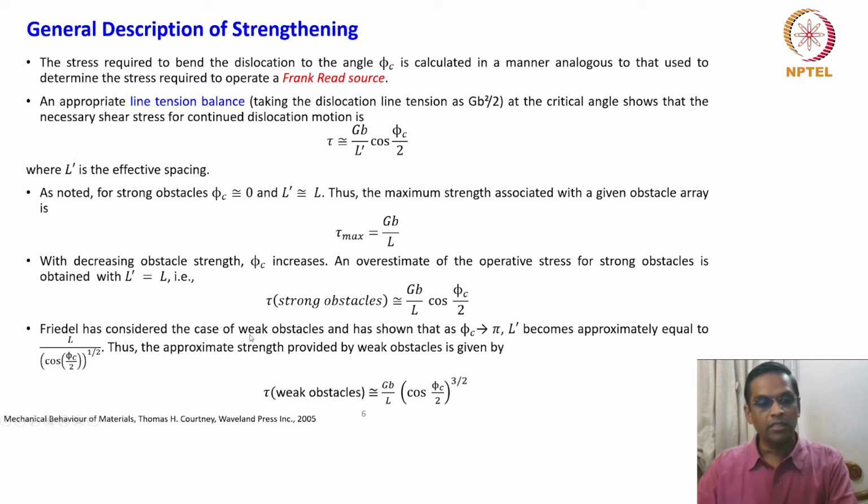Friedel has considered the case of weak obstacles and has shown that as phi c tends to pi, L prime becomes approximately equal to L by (cos phi c by 2) whole to the power half. Thus, the approximate strength provided by the weak obstacle is given by tau for weak obstacle equal to Gb by L times (cos phi c by 2) whole to the power 3 by 2. So these two expressions give some idea about the stress required to surpass the obstacle, whether it is weak or strong, or you can say soft or hard. Some semi-quantitative idea.